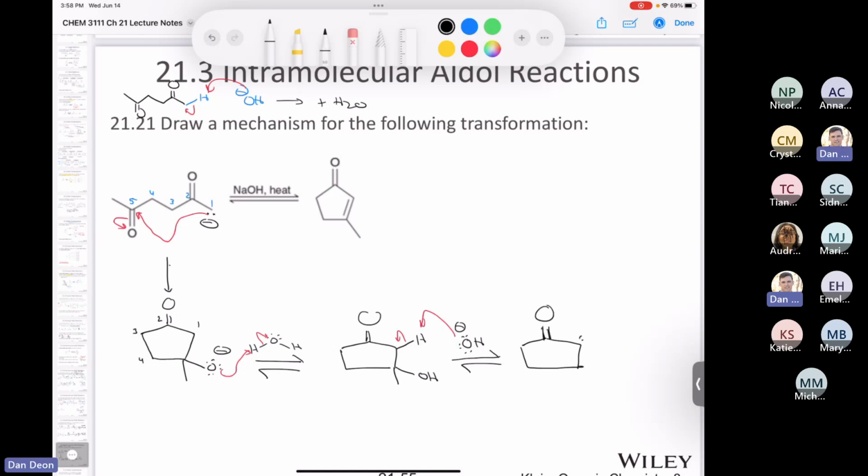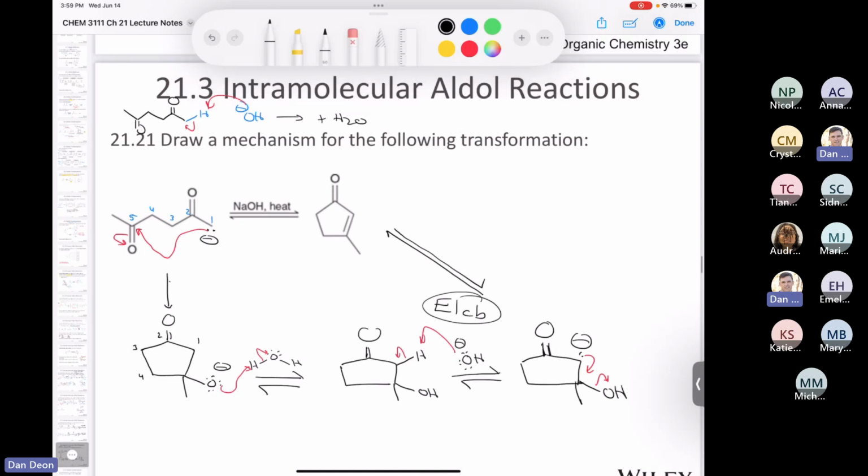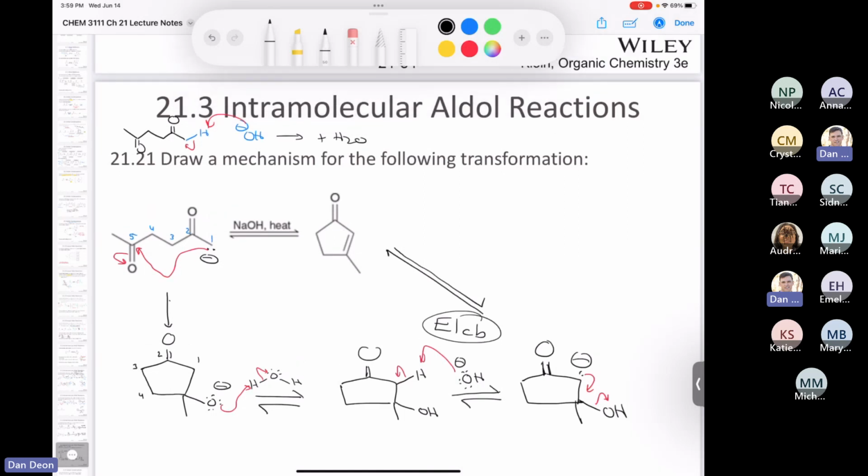And it's the conjugate base that's going to do the elimination, right? And you're going to lose hydroxide. So we're going to form a double bond, and we're going to lose hydroxide like this. And there you have it. And that's in equilibrium, but there you go. That's the end. And of course, those last two steps, that's our E1CB mechanism right there. So there you go. There's our intramolecular aldol reaction.